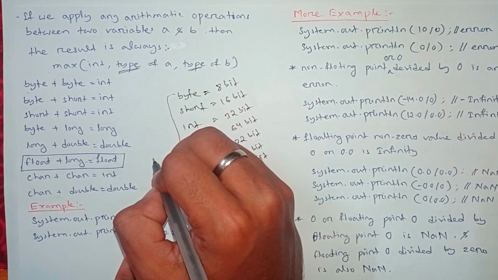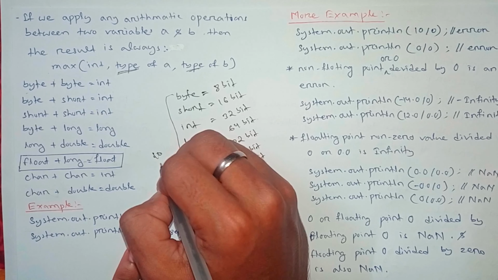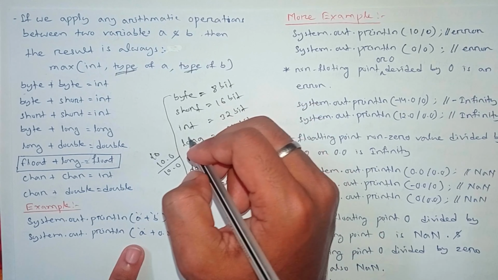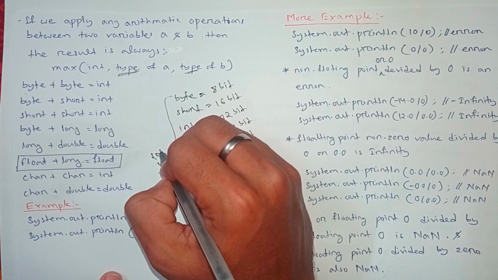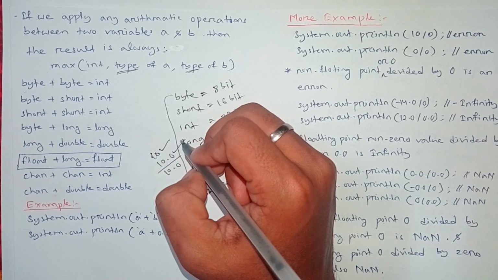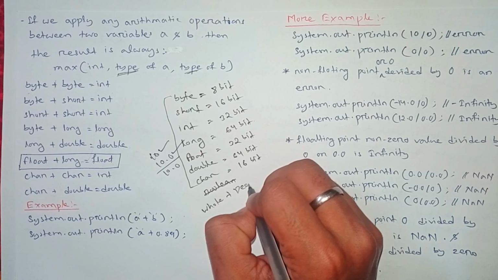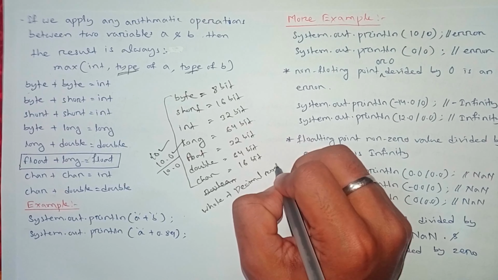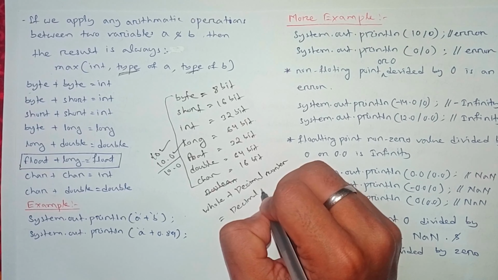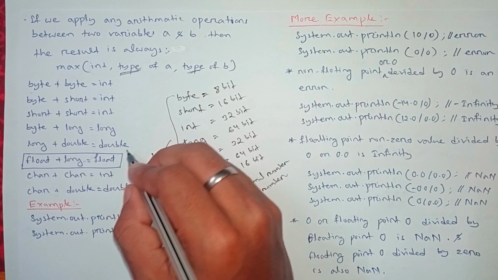Because in general arithmetic, let this be a long value, 10, and a double value, 10.0. 10 here, long, is a whole number, and 10.0, double, is a decimal number. If we add a whole number plus a decimal number, then our output is always a decimal number. So that's why we get double.